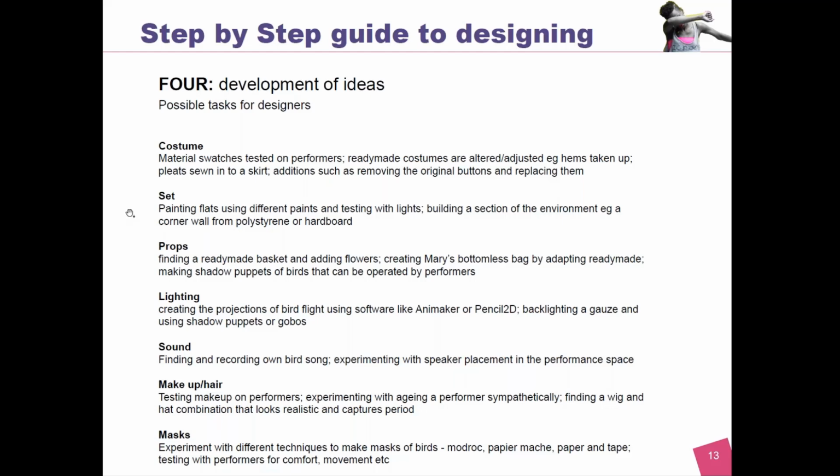So firstly, we've got costume, and they try some different materials. Swatches are just the little offcuts of material. So they're trying these out because they're looking at not only what it's like in terms of being able to wear a coat made of a particular material, but also, does it irritate the performer's skin? Can they move in it? It may be that ready-made costumes are altered or adjusted so that if the coat they've got is too big, they take the hems up.